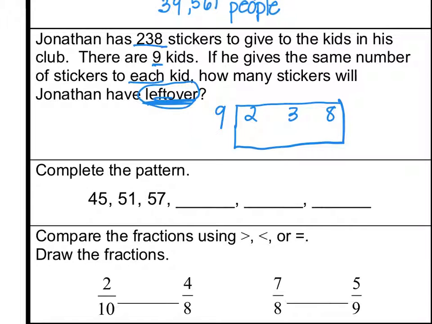Okay, and I know that I cannot get a group of 9 out of 2, so I'm not even going to draw a line there. So we're looking at groups of 9 out of 23. That would be 2, 18, and that would be a difference of 5, which pops right up here. How many groups of 9 out of 58? That would be 6, because 6 times 9 is 54. And look what's left over.